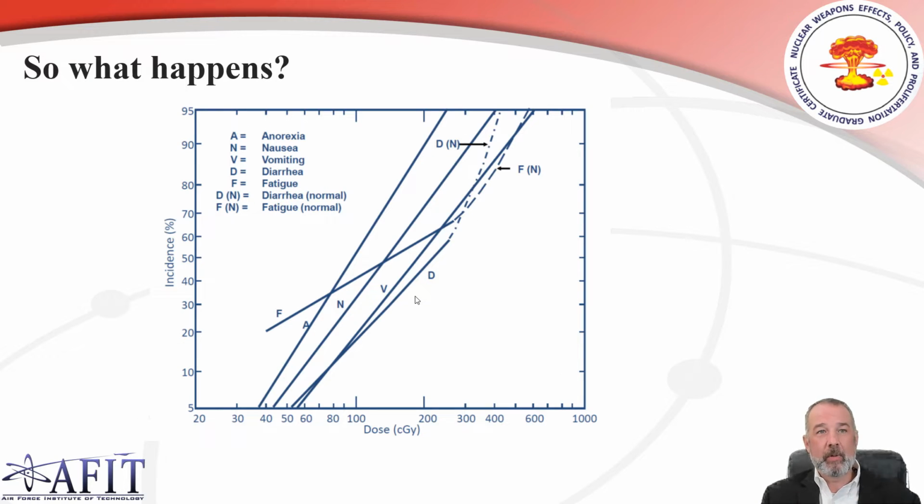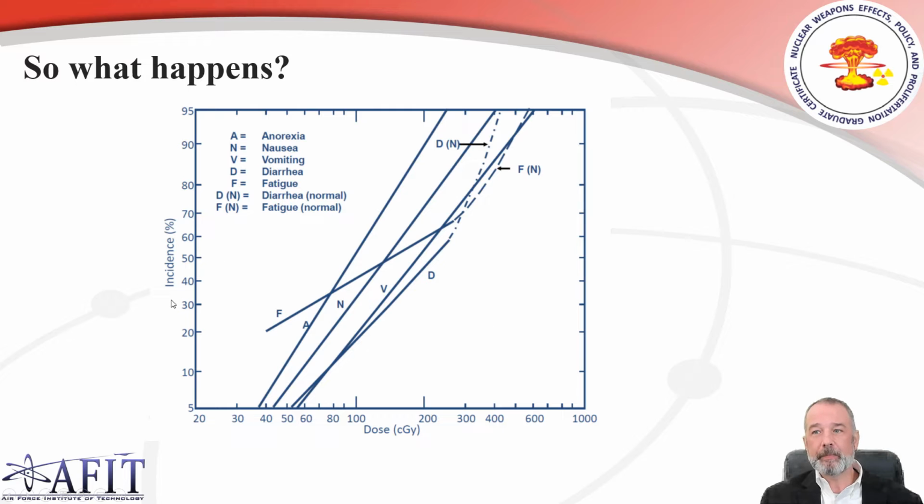Okay, so what happened? This particular graph is from the lecture notes, and it's looking at radiation exposure to what I'll just call the GI tract: the throat, the esophagus, the stomach, and the intestines. Basically anything that's involved with processing food. And what we're seeing here is what can happen as a function of dose, with some relative probability.